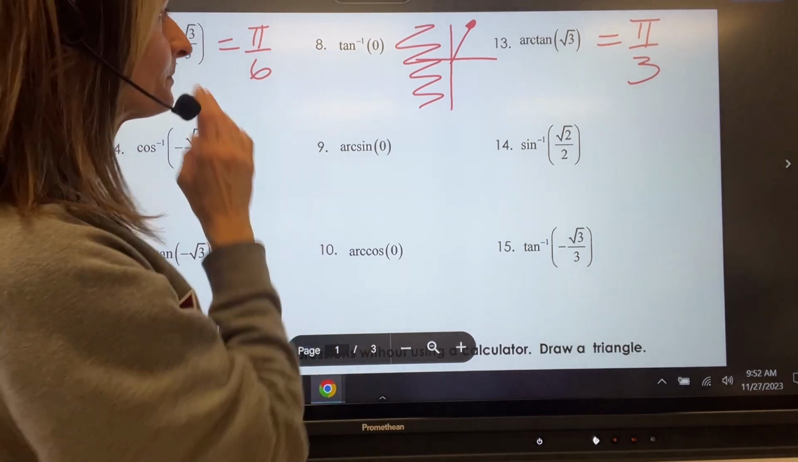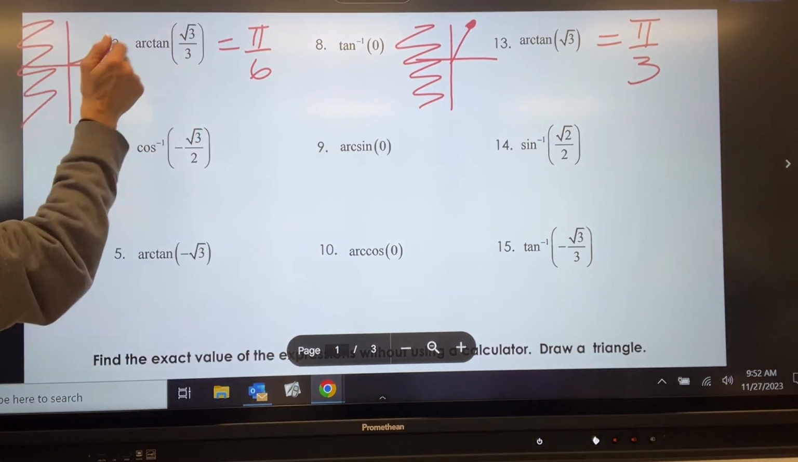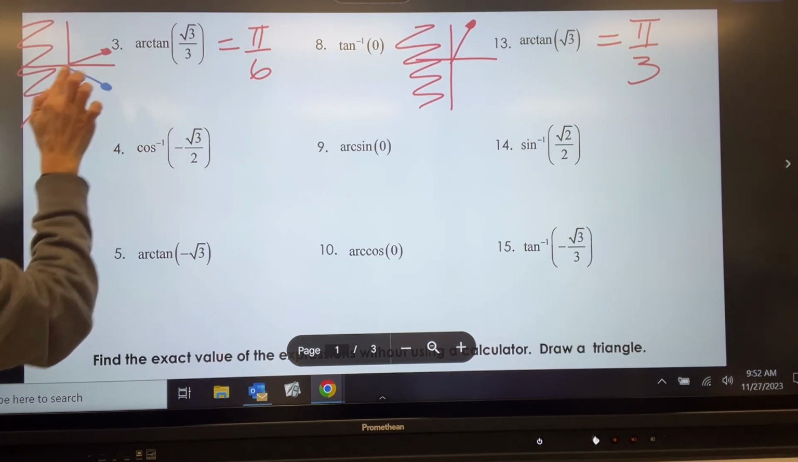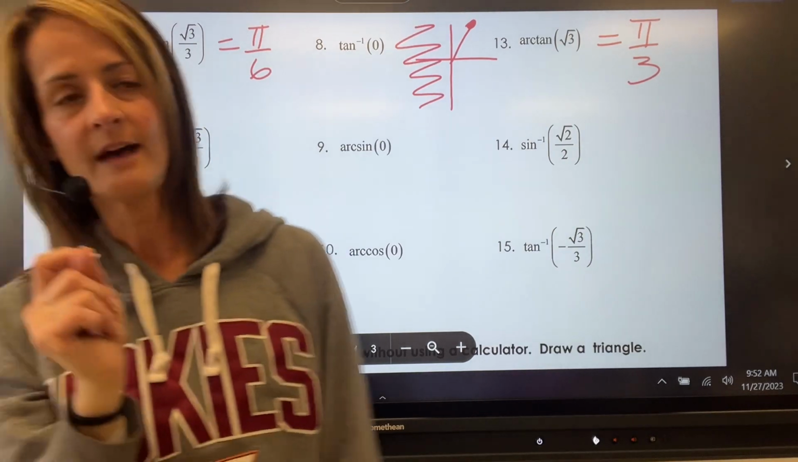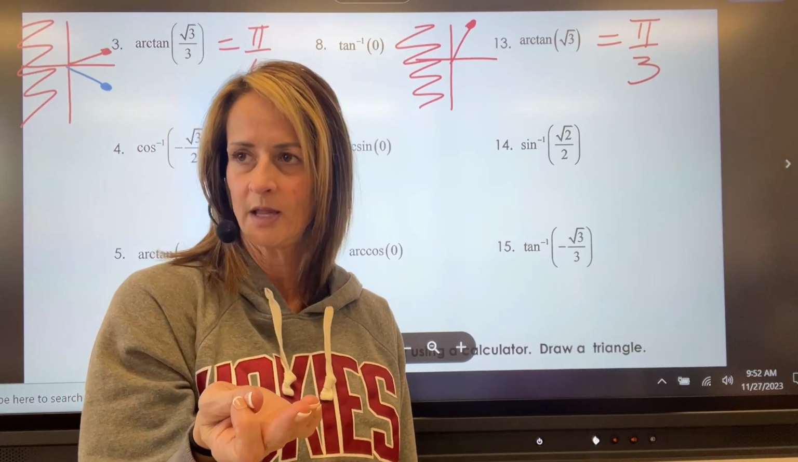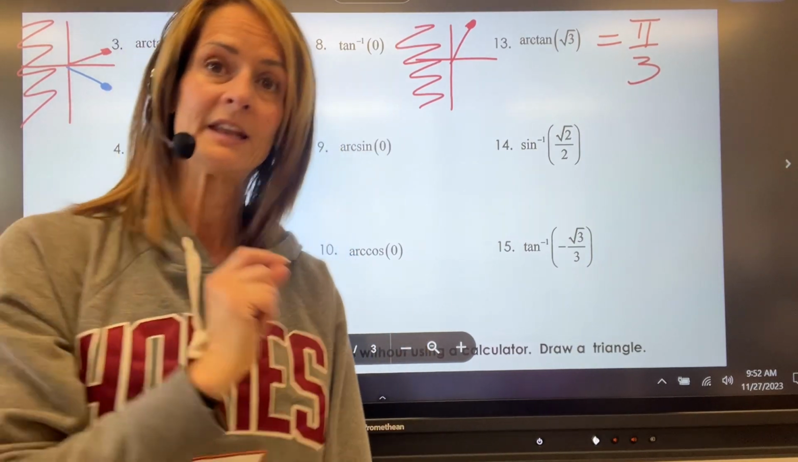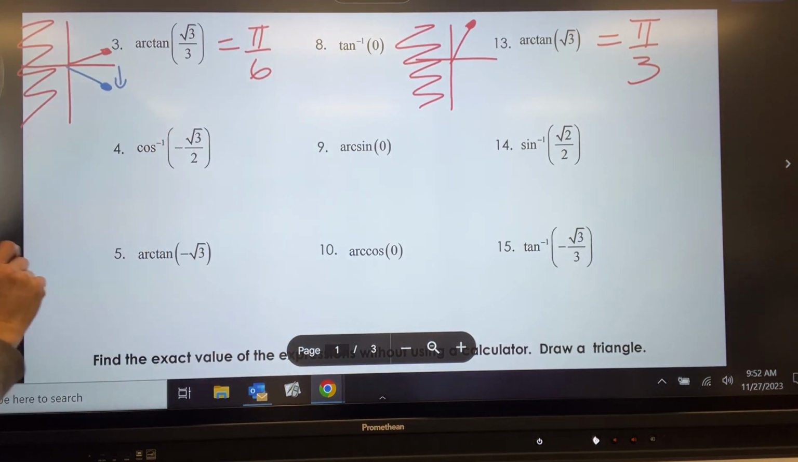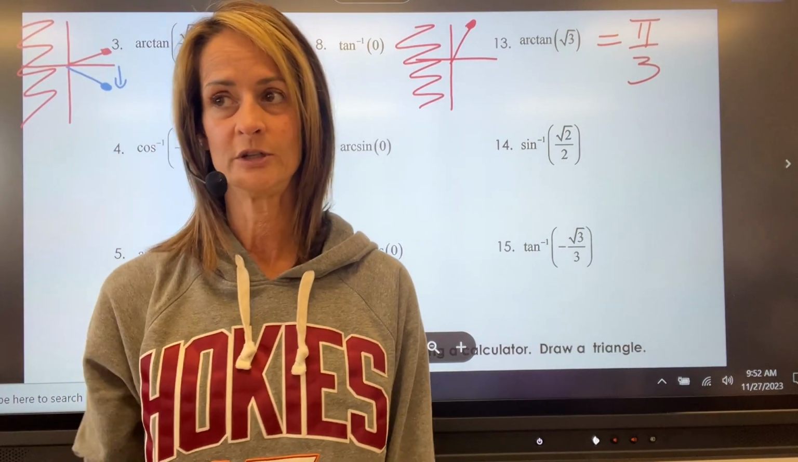So for example, let's just say it was negative root 3 over 3. I'll put that in blue here. You're not going to say that value is 11 pi over 6, because normally on the unit circle it would be 11 pi over 6. It's going to be negative pi over 6 because that value is between negative pi over 2 and pi over 2.